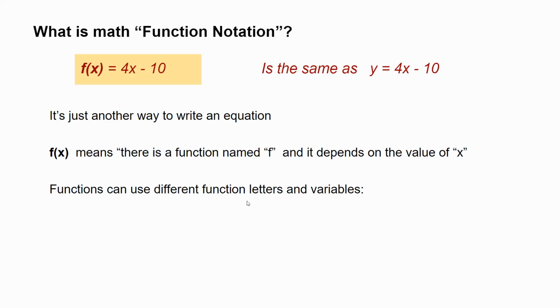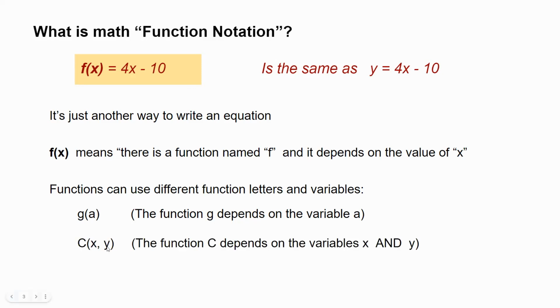Functions can use different function letters and variables. For example, we could say g of a, the function g depends on the variable a. c of x comma y. The function c depends on the variables x and y. A function can have more than one variable. Here's another one. A, and here we have a capital A. It doesn't matter whether we use a lowercase or a capital letter for our function. The function A depends on the variable r. That's all there is to it.